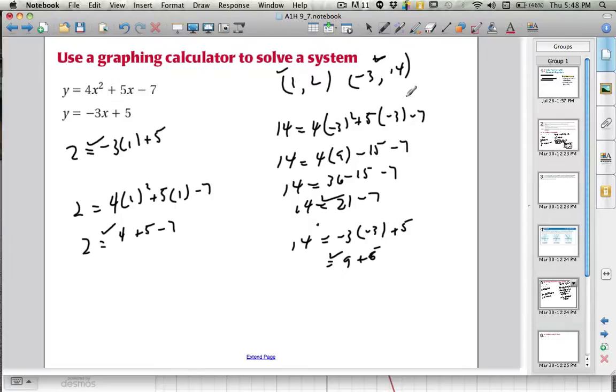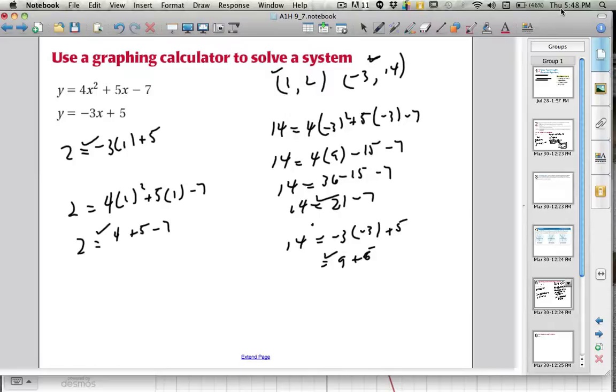Okay, so I certainly recommend if you're using a graphing tool like that to solve that you double check your answers like I just did.